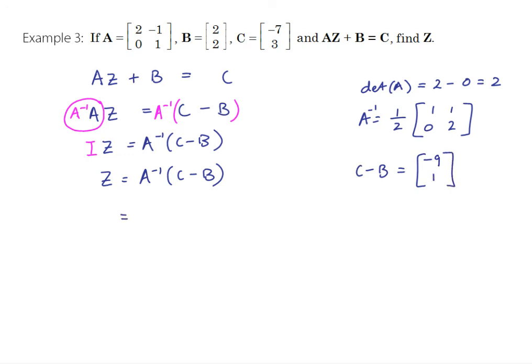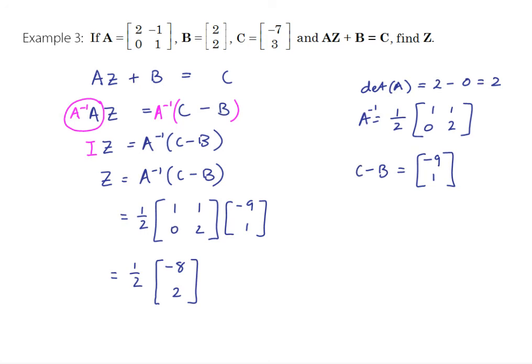Okay, so we've got 1/2 times the matrix 1, 1, 0, 2, multiplied by negative 9, 1. Okay, rows times columns. So we've got a 2 by 2 times a 2 by 1. So it's going to be 2 by 1. 1 times negative 9 plus 1 times 1. So negative 9 plus 1 is negative 8. 0 times negative 9 plus 2 times 1. 0 plus 2 is 2. We're going to multiply in our half. So we get negative 4, 1. So Z is the 2 by 1 matrix, negative 4, 1.